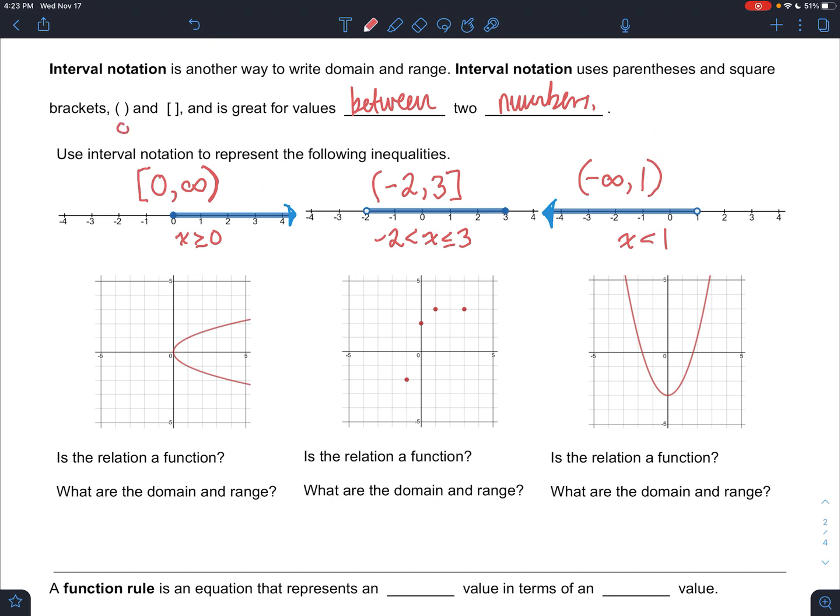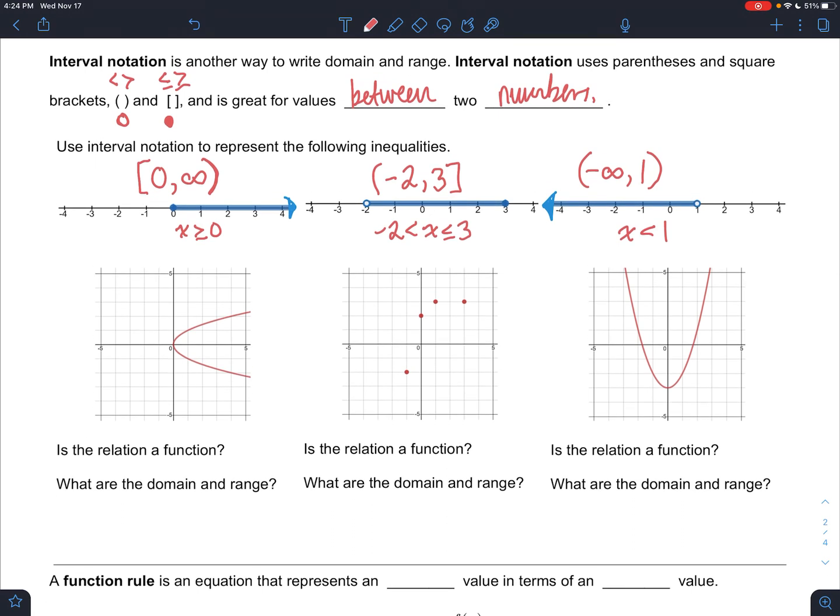All right, so these ones are kind of like your open circles or your less than, greater than. Whereas these ones are more your closed circle and your or equal to's. Okay? So that's from kind of a 1D standpoint, but we have to be able to look at graphs and say what's the domain and range.